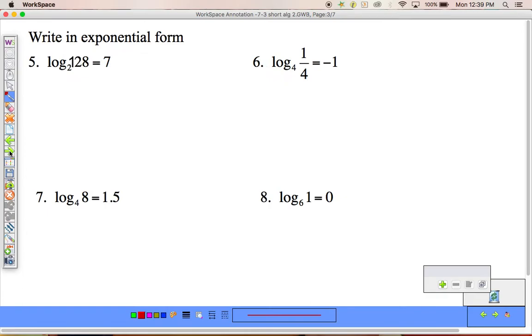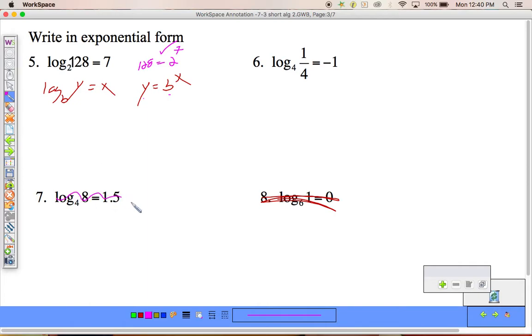All right, now we'll go the other direction. Log of 128 base 2 equals 7. The log of y base b equals x. y equals b to the x. So I'm going to say my y value, which is 128, equals my b value, which is 2, raised to the 7th.